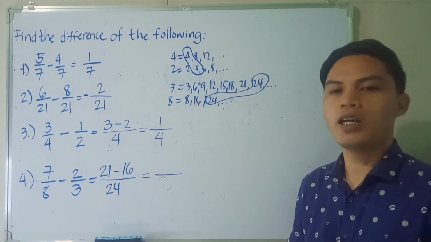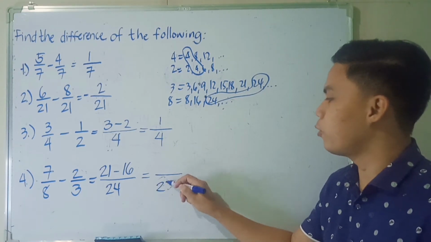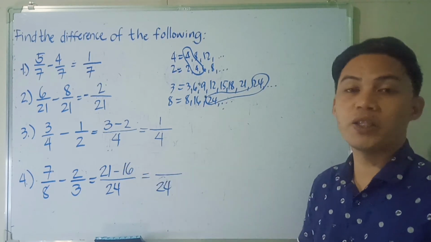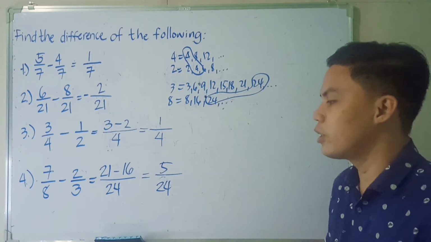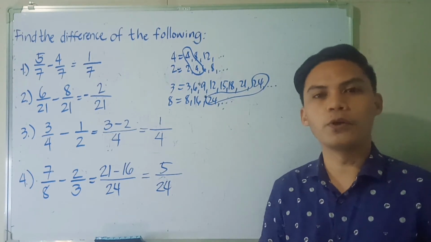And let's simplify the numerator. So, we just copy the common denominator. 21 minus 16 is equal to 5. So, our final answer is 5 over 24.